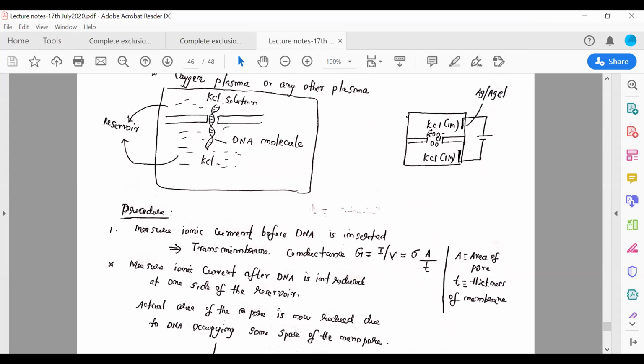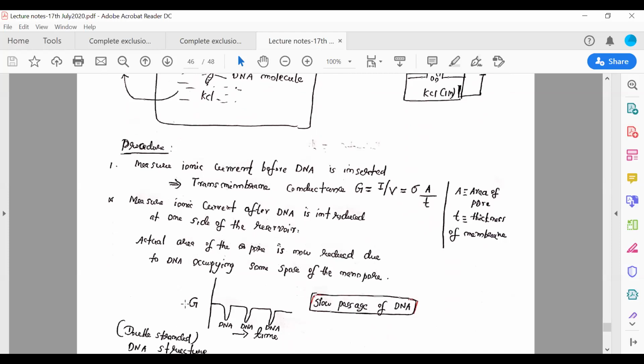The actual area available for the ions to be transported is smaller now, because this is governed by this equation. So the area is smaller now, and your conductance will be smaller, because sigma is the conductivity of potassium chloride and the area is the area of the nanopore. We assume it is a circular nanopore. Because of the DNA molecule, the actual area available is smaller.